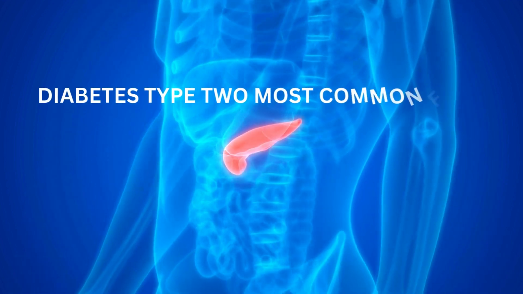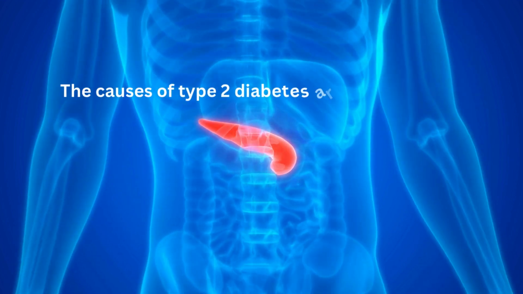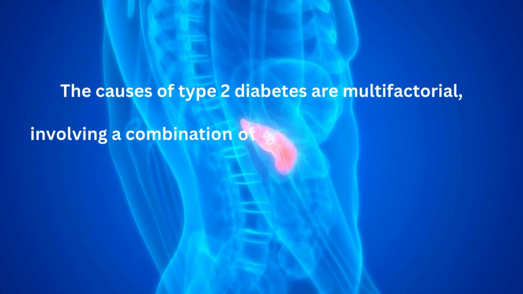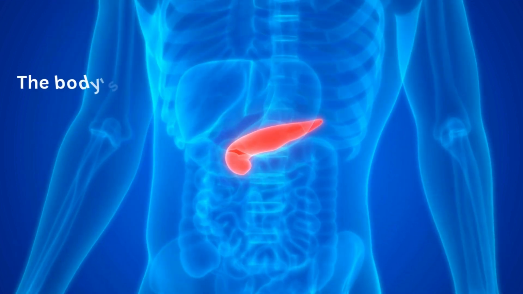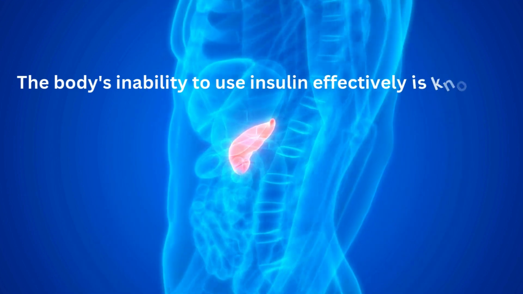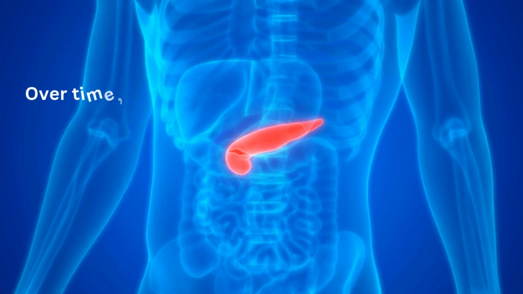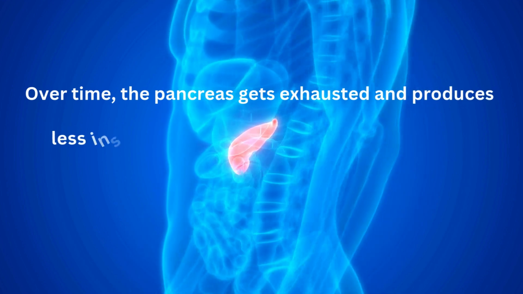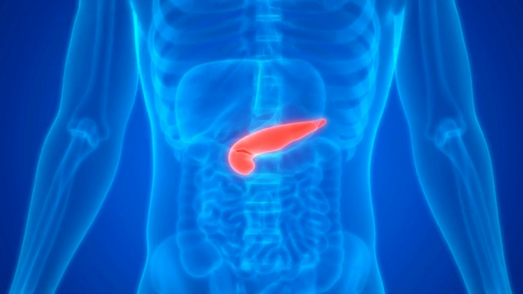Diabetes type 2. This is the most common form of diabetes. The causes of type 2 diabetes are multifactorial, involving a combination of genetic and lifestyle factors. The body's inability to use insulin effectively is known as insulin resistance. Over time, the pancreas gets exhausted and starts to produce less insulin, leading to higher blood sugar levels.